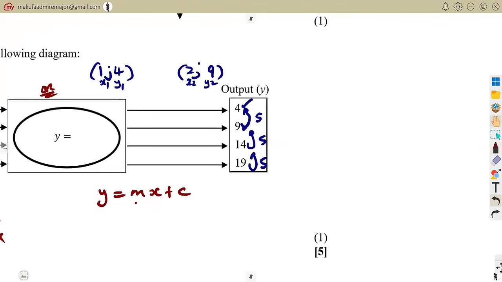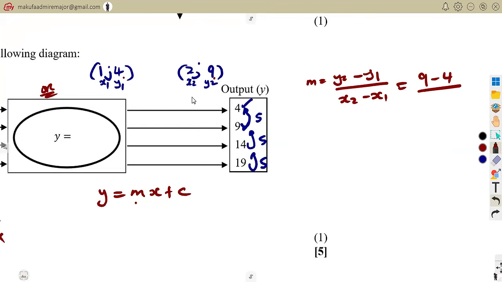Find m. M represents what? The gradient. M is equal to the change in y over the change in x. So you can actually do that. That is y2, which is 9, minus y1, so that's 9 minus 4, over x2 minus x1, that's 2 minus 1. That was going to give us 5. So meaning to say y is equal to mx plus c, remember m is the gradient. So in place of m, you substitute a 5. So that was going to give us 5x plus c.